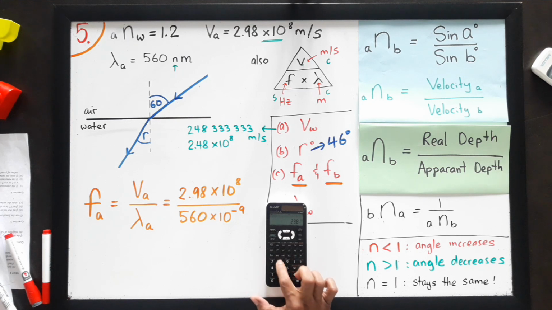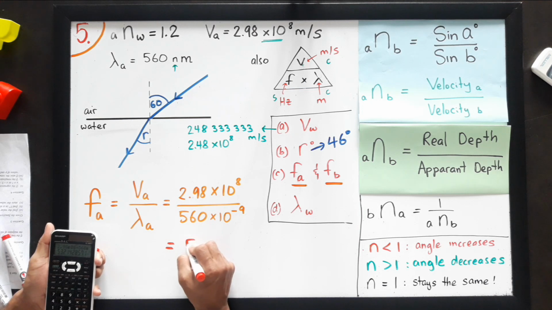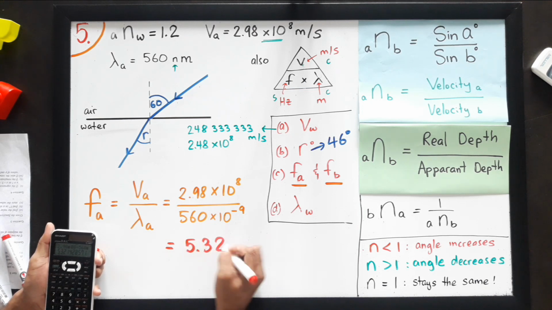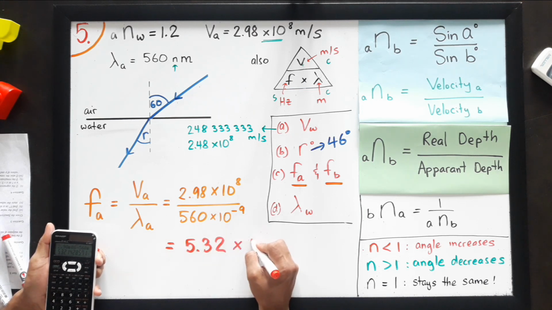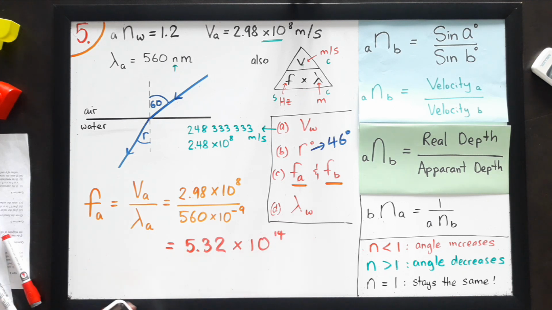2.98 exp 8 divided by 560 exp minus 9. Got a really big number here. Frequency is 5.32 multiplied by, if we round it off, 10 to the power 14. I only went to 3 significant figures.